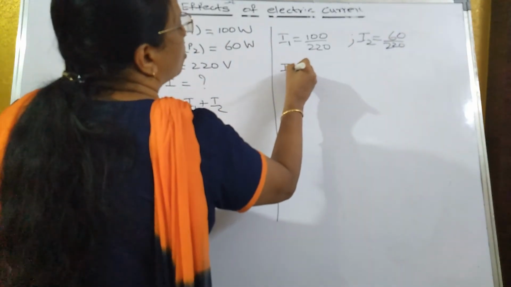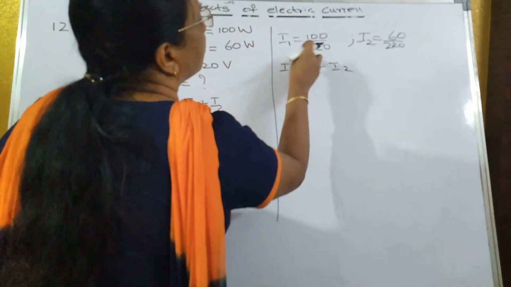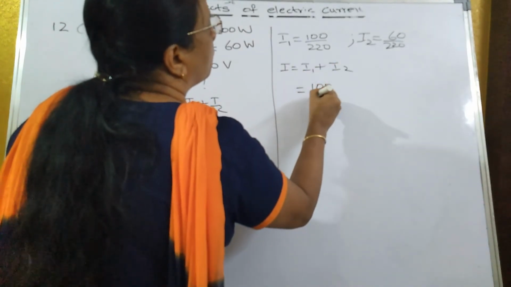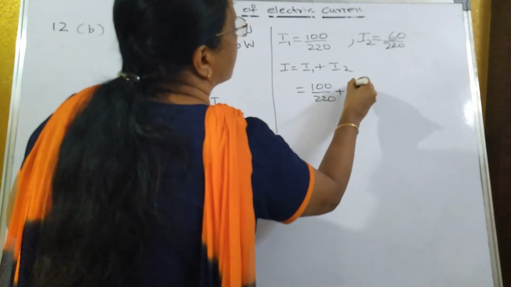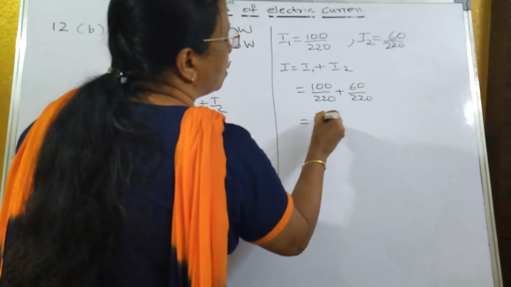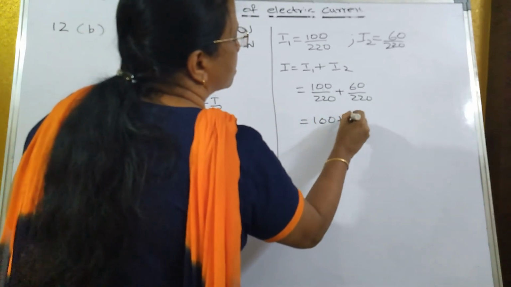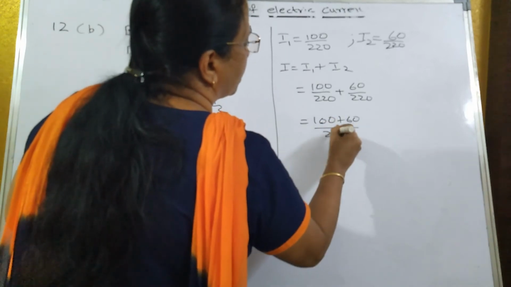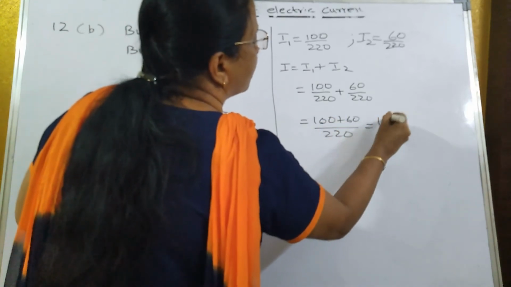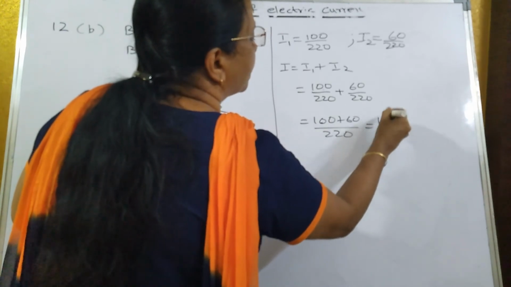I is equal to how much? I1 plus I2. That's equal to I1 we have got 100 upon 220 plus 60 upon 220. Denominator is common to both of them. So 100 plus 60 upon 220. When you add this, you get 160 upon 220. 0 and 0 will get cancelled.